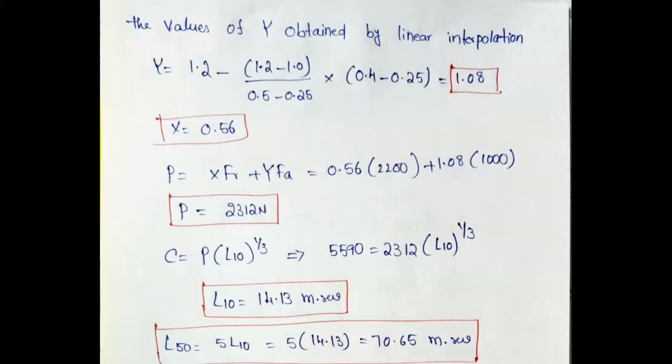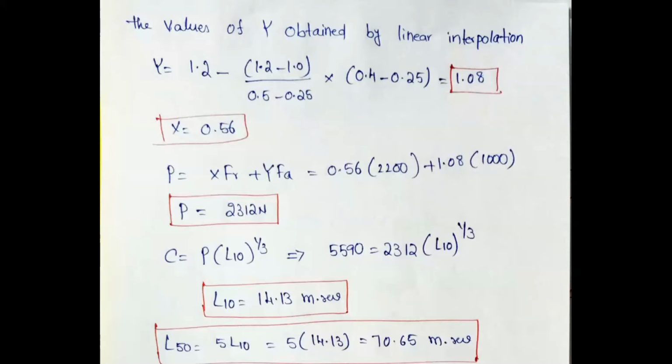Suppose you take the next column, where FA by FR value is less than E, say 0.10. Then directly you can consider X value equal to 1 and Y value equal to 0. This is very, very easy if you have the data book.